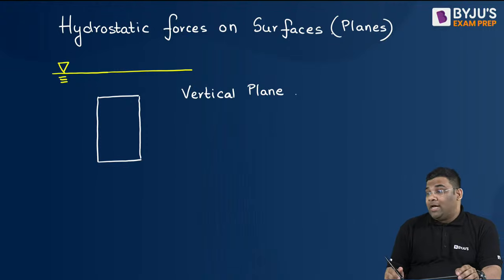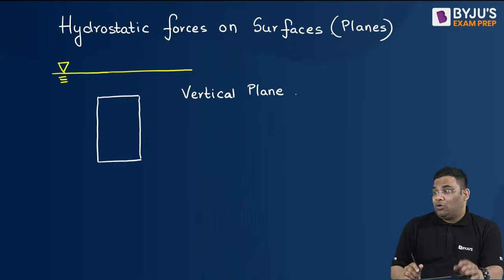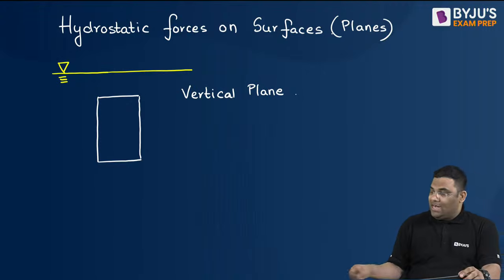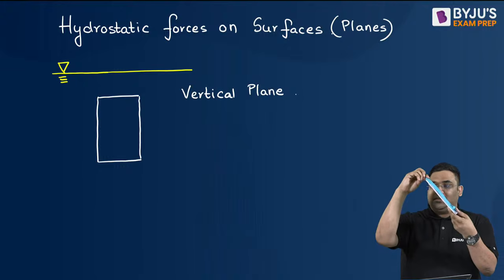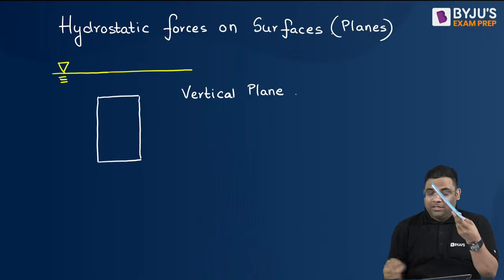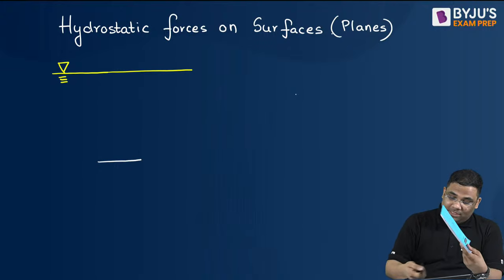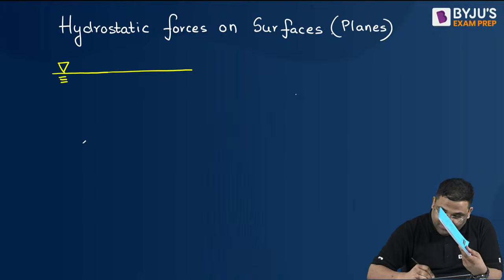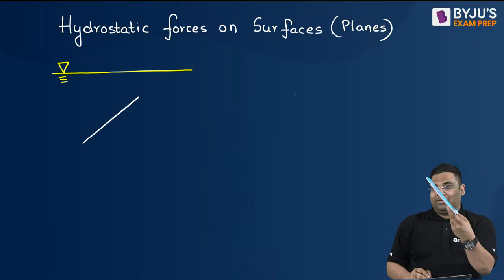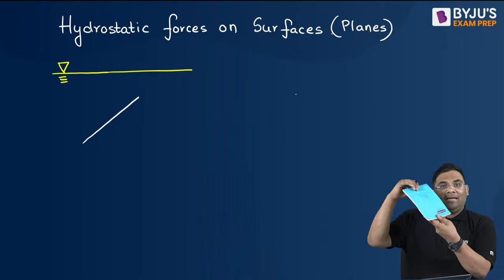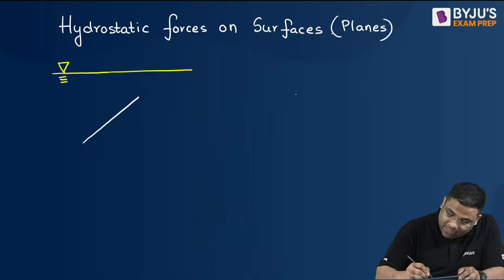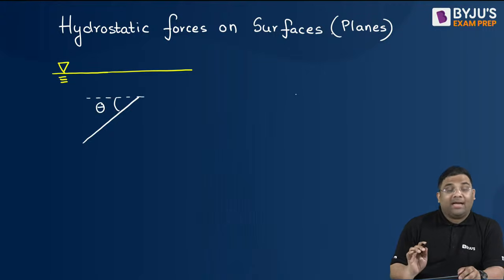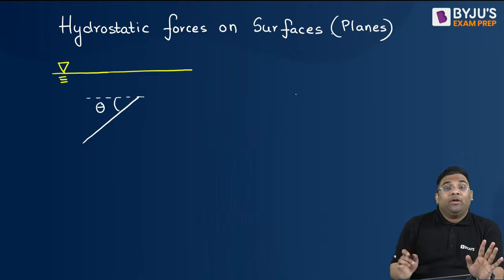Then they can ask on an inclined plane. How will the inclined plane look? It looks like this. This is a vertical plane, and this is an inclined plane. If you see the inclined plane from the side, it will look something like this. It is inclined at a particular angle with the horizontal, and suppose this angle is theta.